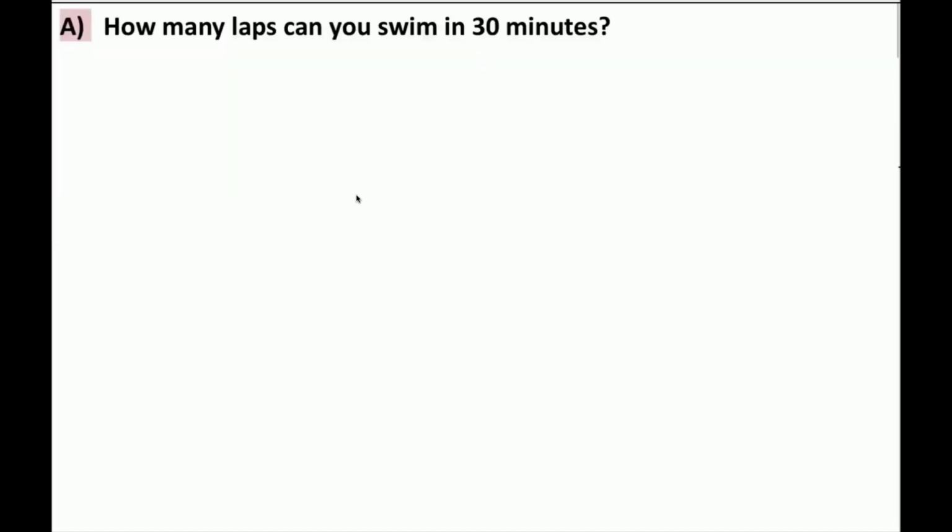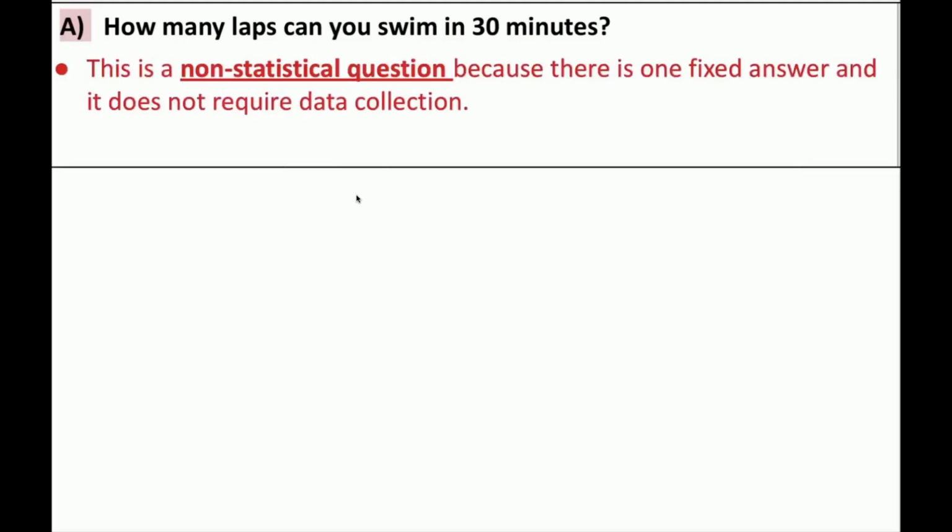Let's check our work for A. How many laps can you swim in 30 minutes? Well, if I was answering that question, it would just be one answer. How many laps can I swim? 30 laps. Or whatever the answer is, it's just one answer. So this is a non-statistical question because there is one fixed answer and it does not require data collection. Make sure you have this down. Remember, you can always pause the video if you need more time.